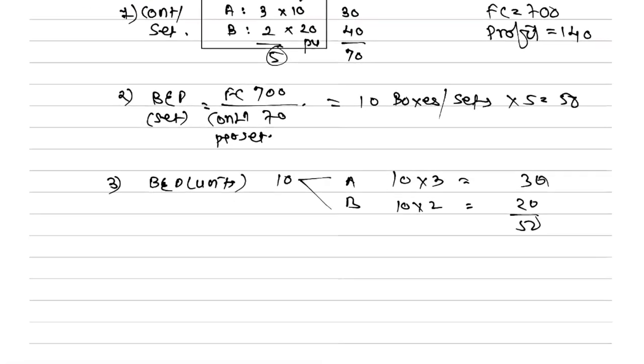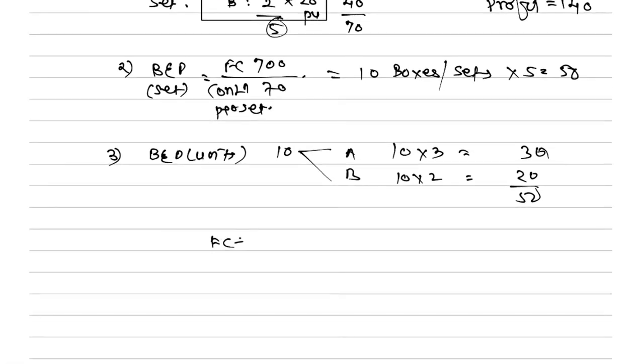12, do you get that easily? Yeah, it is like the fixed cost plus now you will use the total sales formula: fixed cost plus profit divided by contribution, but this time contribution is per set, so this total sales will also be in sets.